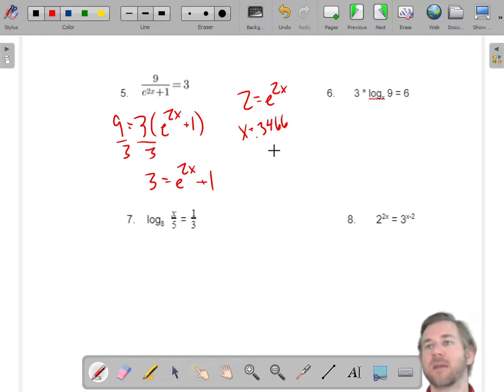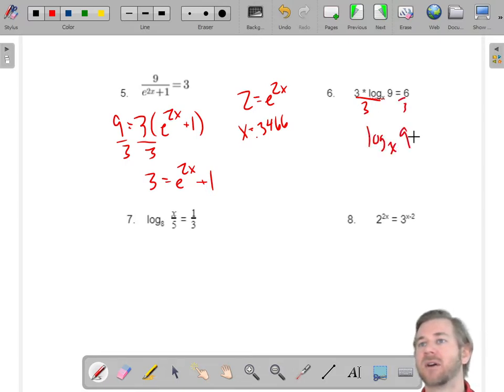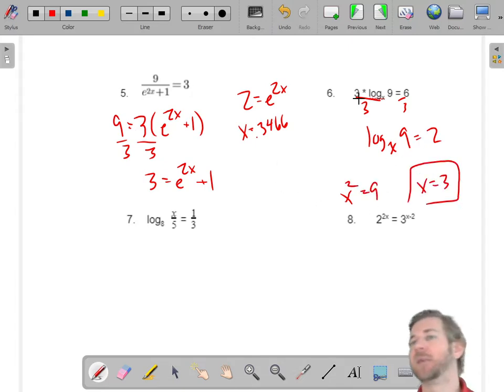Okay. What about here? Divide by 3 on both sides. The base x log of 9 is 2. x squared is 9. When you rewrite it as an exponent, x equals 3. x can't be negative 3 because the base can't be negative for a logarithm.